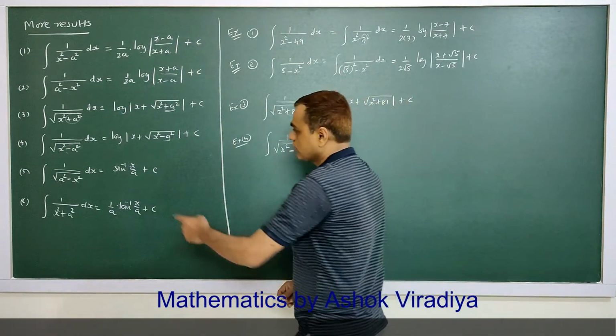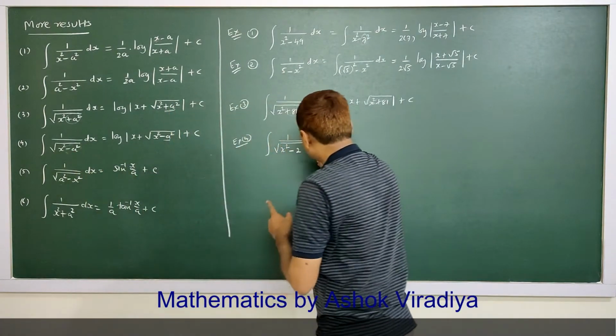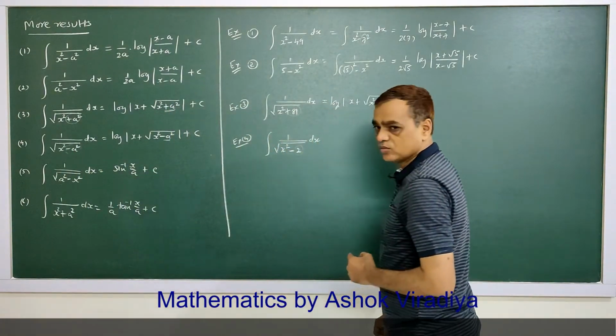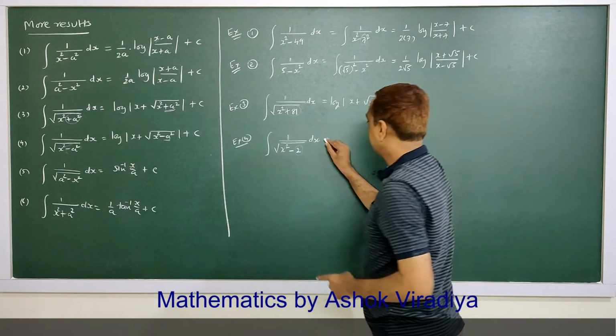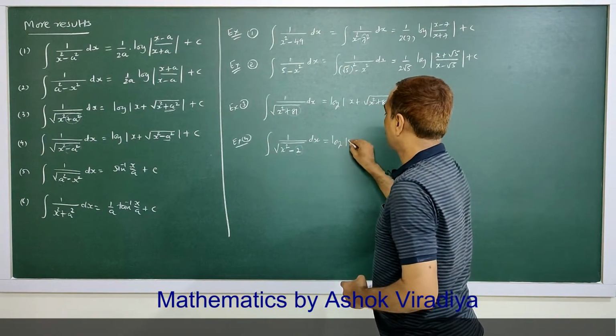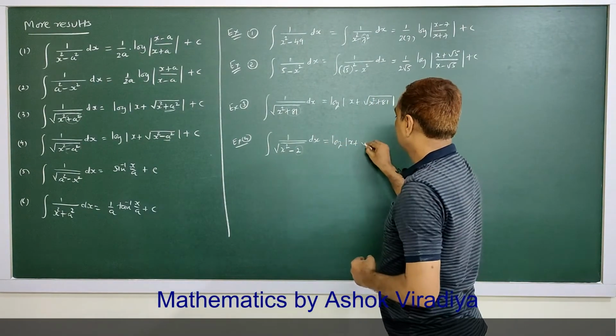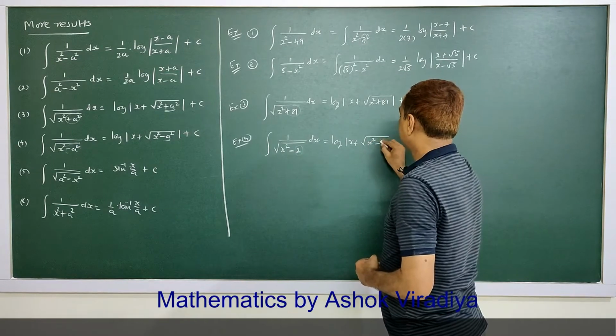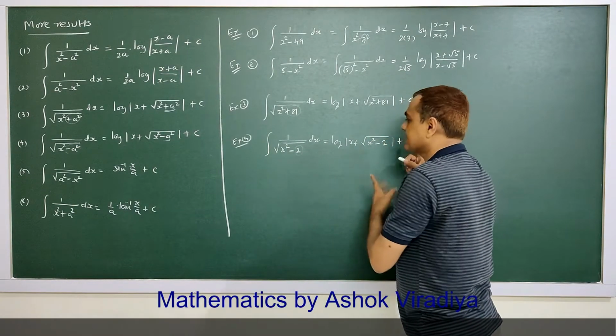So 1 upon root x square minus a square. Here a square is 2. So by this formula, it is equal to log mod x plus root x square minus a square, where a square is 2, keep it as it is.